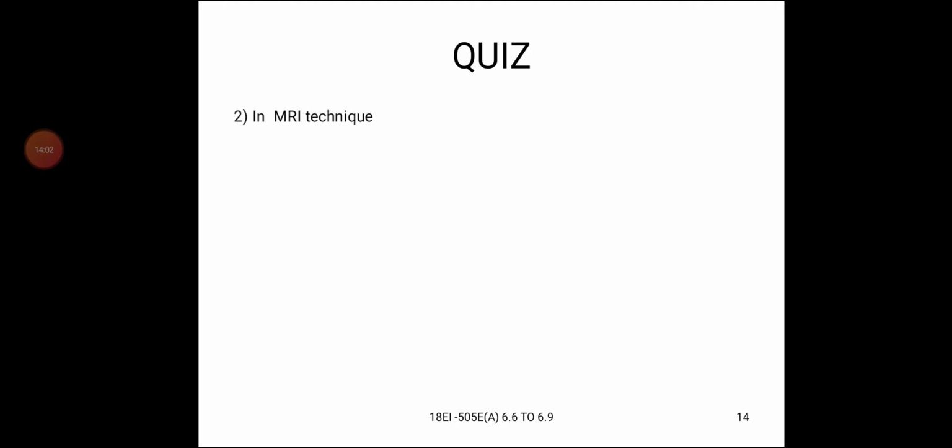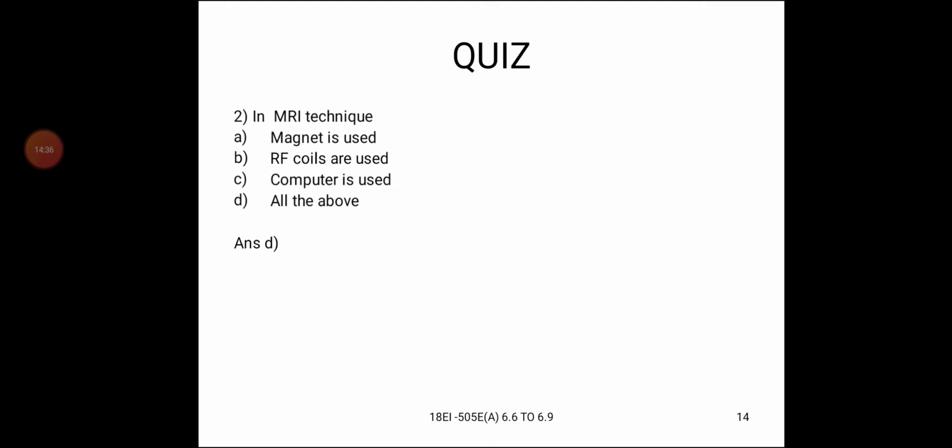Next quiz question. In MRI technique, A. a magnet is used, B. RF coils are used, C. a computer is used, D. all of the above. Strong magnets are used, radio frequency coils are used, and a computer is used. So all of the above is the correct answer. The answer is D.